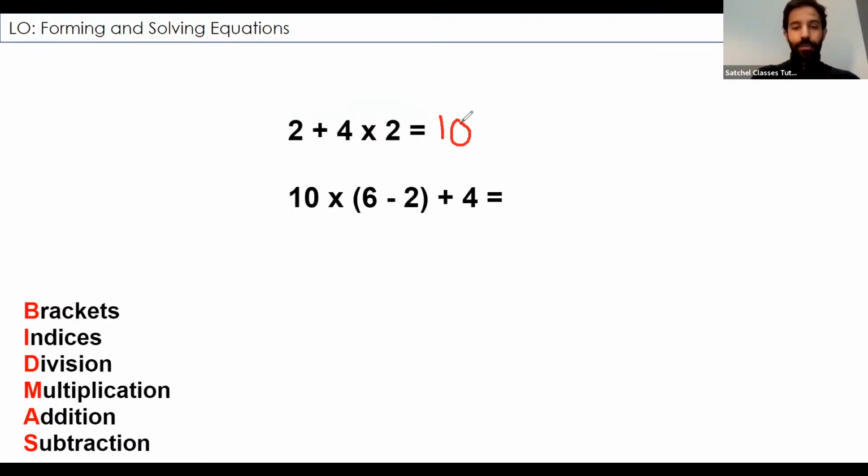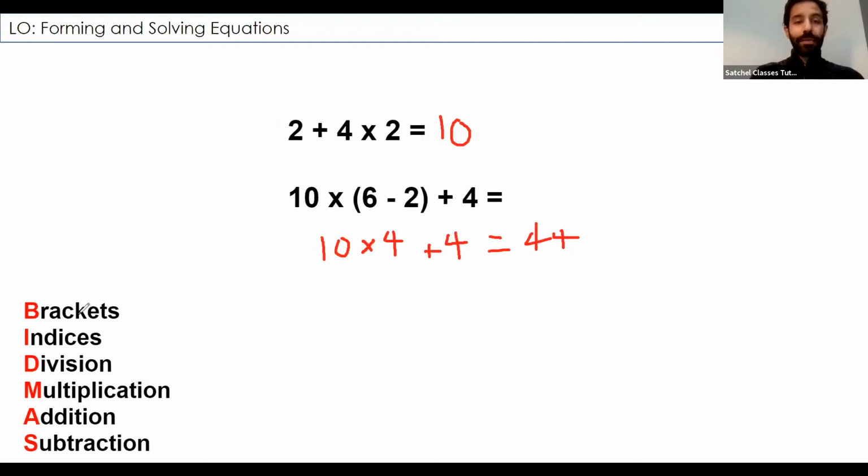And what about the second one then? What would the second one give us? First we need to start with the brackets. That would be 6 minus 2, which is 4. So we can write 4 underneath. We have times by 10, and we have add another 4 here. We've done the brackets, that's given us 4. Then we need to do the multiplication. So 10 times 4 is 40, plus 4 is 44.